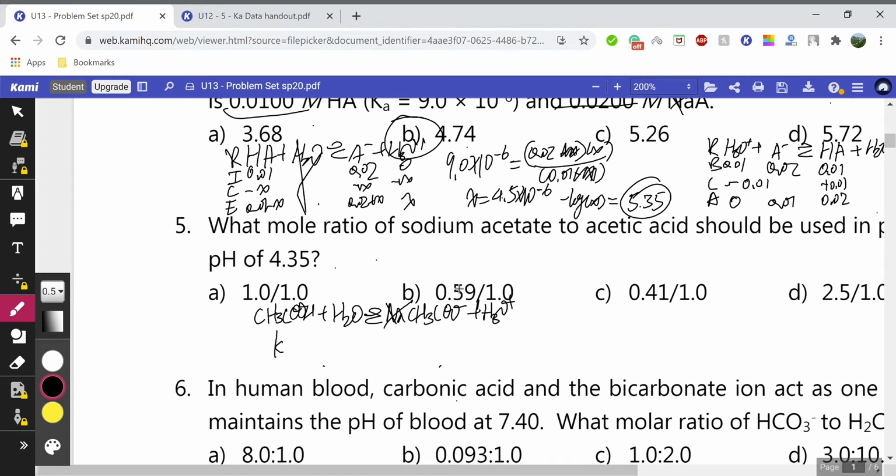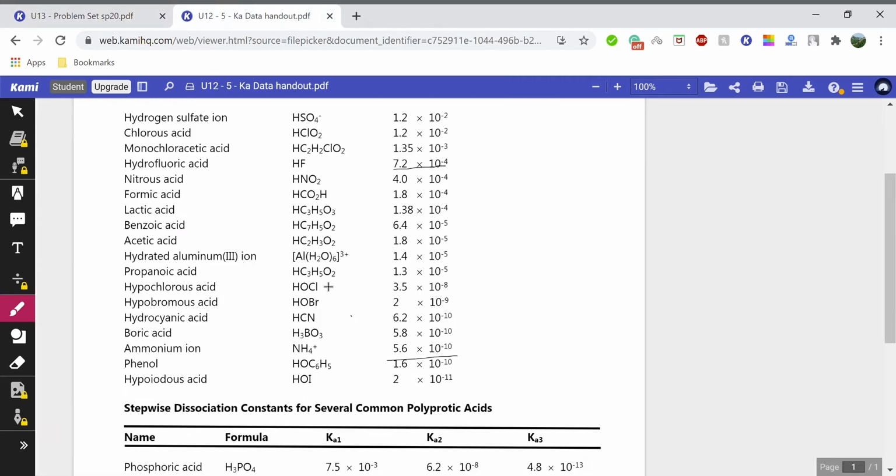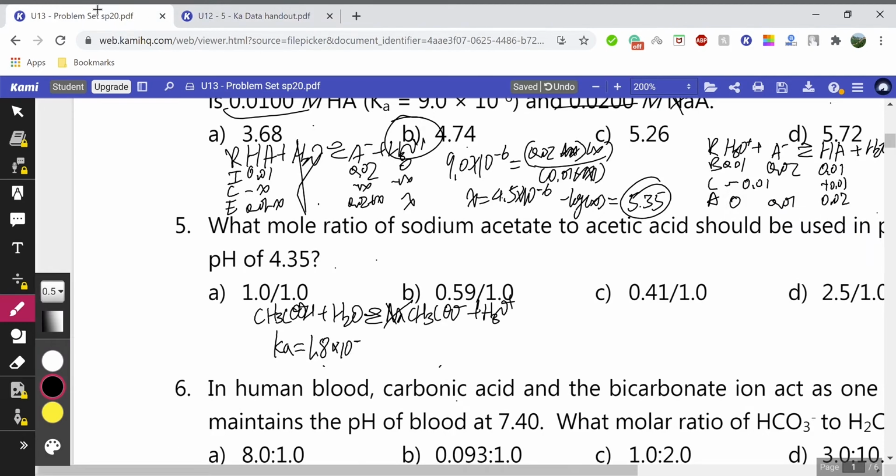Ka of this, CH3COOH would be acetic acid, which is 1.8 times 10 to the negative 5th power. Oh wait, one thing. How do you know it's not CH3COO minus? How do you know it's not the opposite way, plus H2O to form CH3COOH plus OH minus, right?